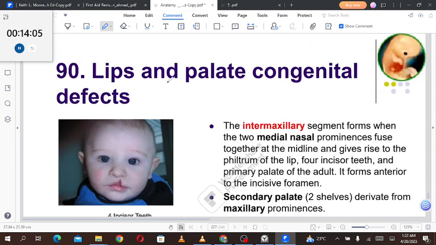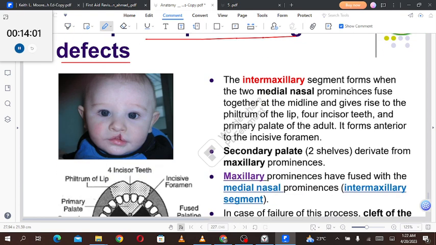Now moving to point number 90, about congenital defects of the lips and palate. The intermaxillary segment forms when the two medial nasal prominences fuse together at the midline and give rise to the philtrum of the lip, four incisor teeth, and the primary palate of the adult. It forms anterior to the incisive foramen.